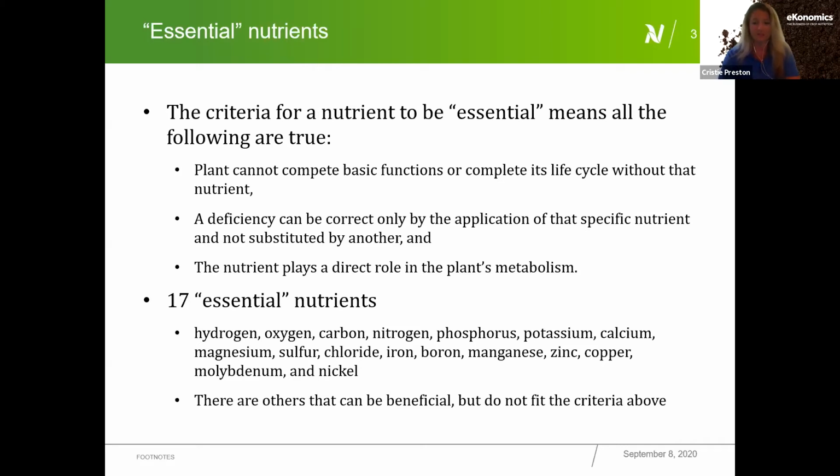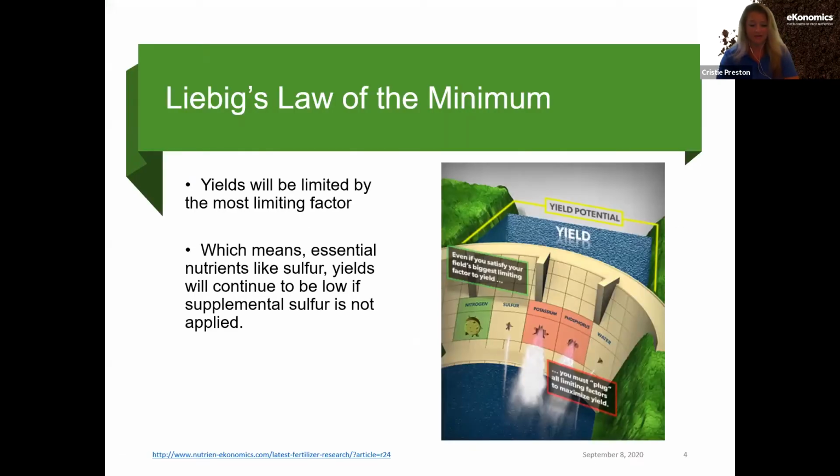And of course, the nutrient plays a direct role in metabolism. There are 17 essential nutrients that every plant needs. Granted, some plants need some nutrients more than others, but they're all needed for the plant to complete its life cycle. Others can be beneficial, but they don't fit those three criteria above. Now, we have 17 essential nutrients, which means they can't be substituted for one another.